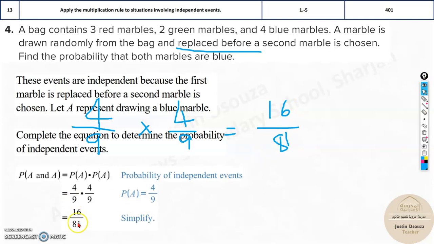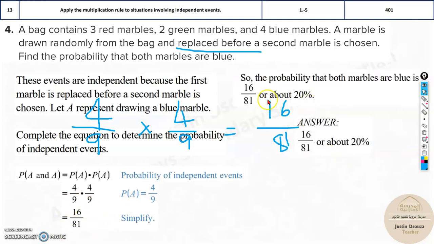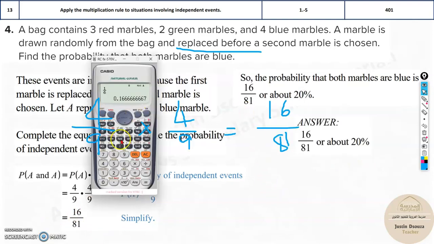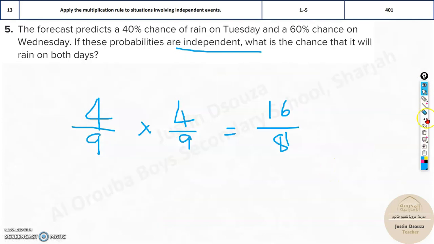Let's just check. 16 by 81 is the final answer. You can put that in a calculator and get about 20%. Just to double check, 16 divided by 81 is very close to 20%. It's 19.75%. That's the thing.